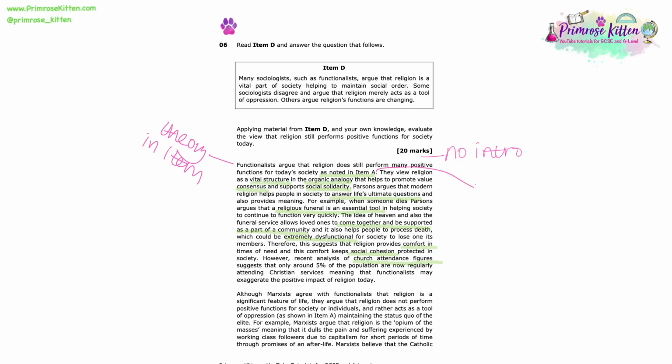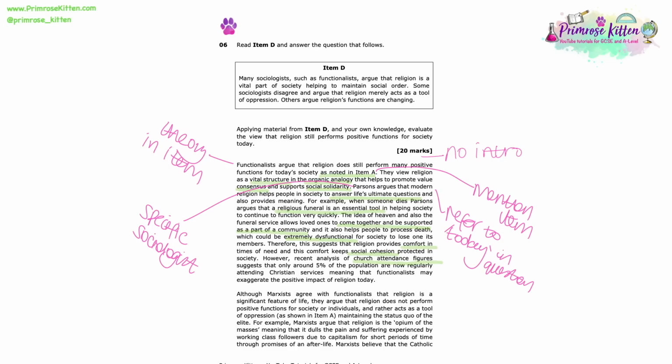What we then do is add our own knowledge. So we've got explanation about the organic analogy, and then a specific sociologist, Parsons, to support functionalist views on religion acting as part of this wider organic analogy, where it is one of the social structures, an agent of secondary socialisation that helps the rest of society to function. Also, though, note how we are discussing modern religion when it comes to Parsons. We are not just focusing on someone like Durkheim, and that relates to the fact that in the question it actually says positive functions for society today. So we've made sure that our answer focuses on that, a more contemporary functionalist sociologist.